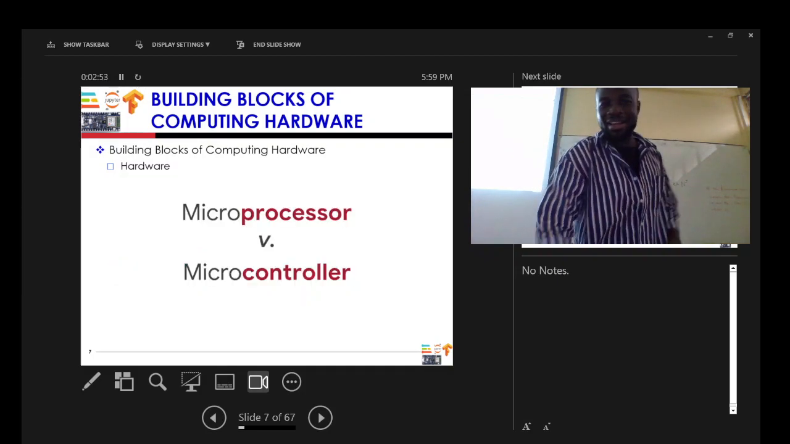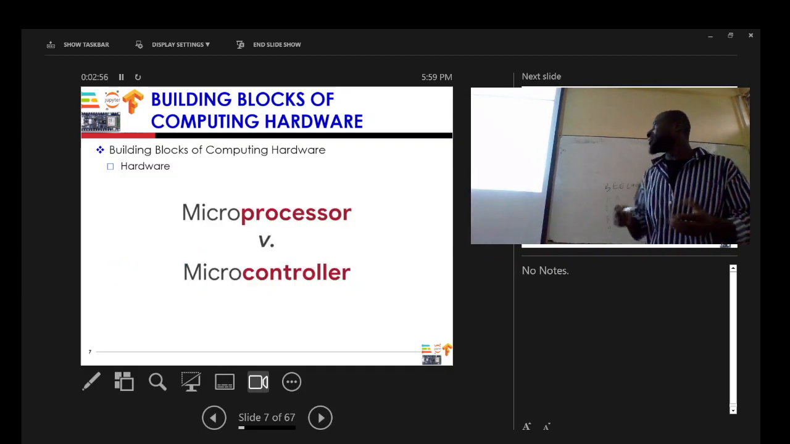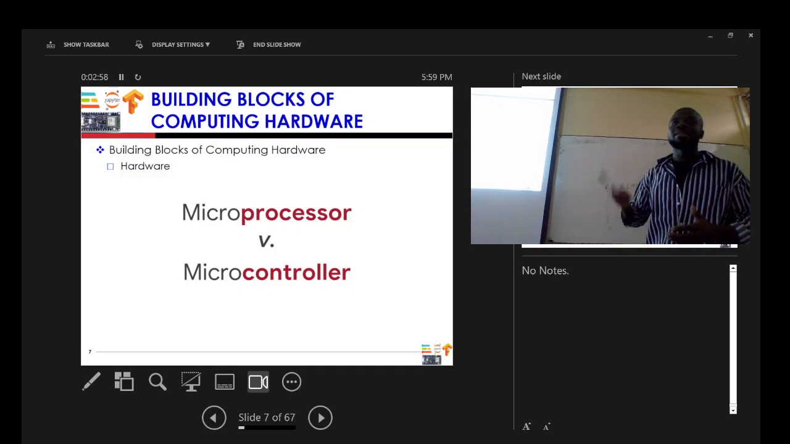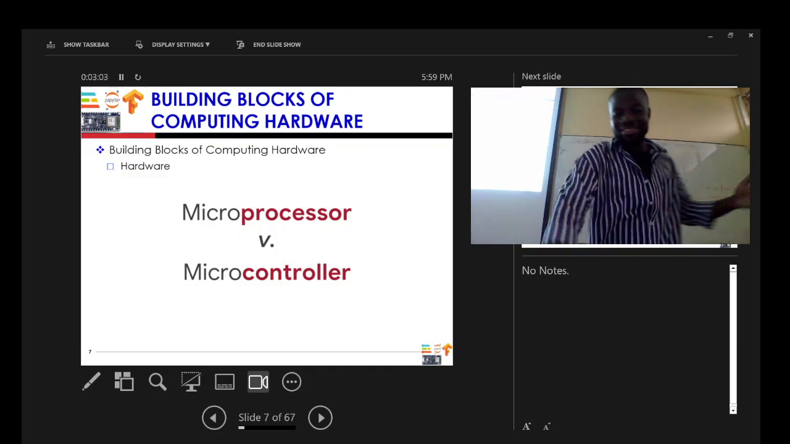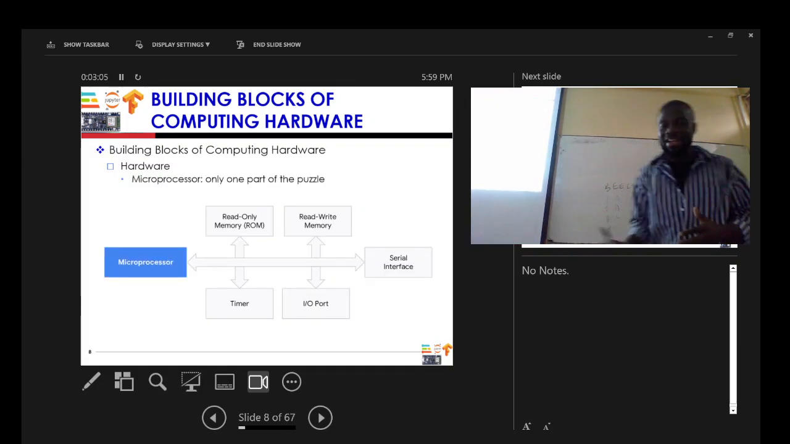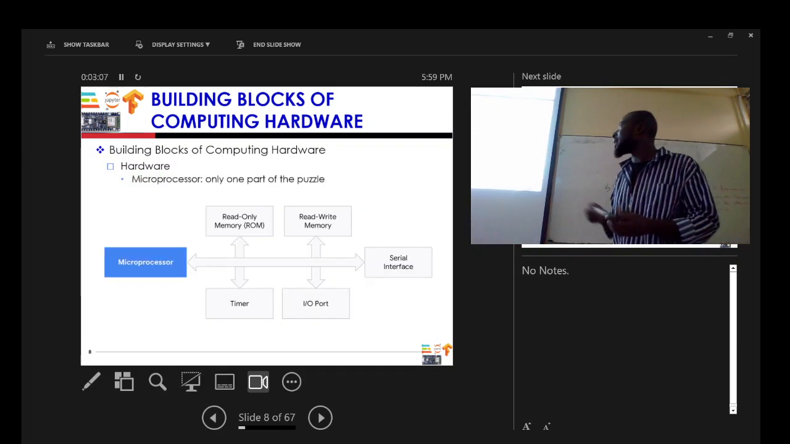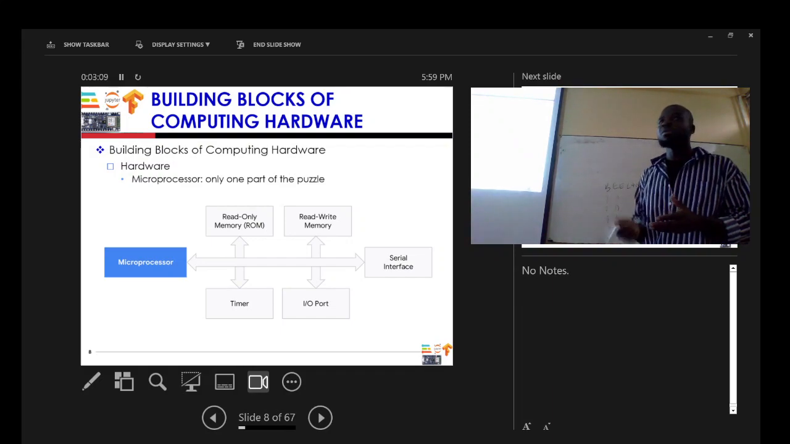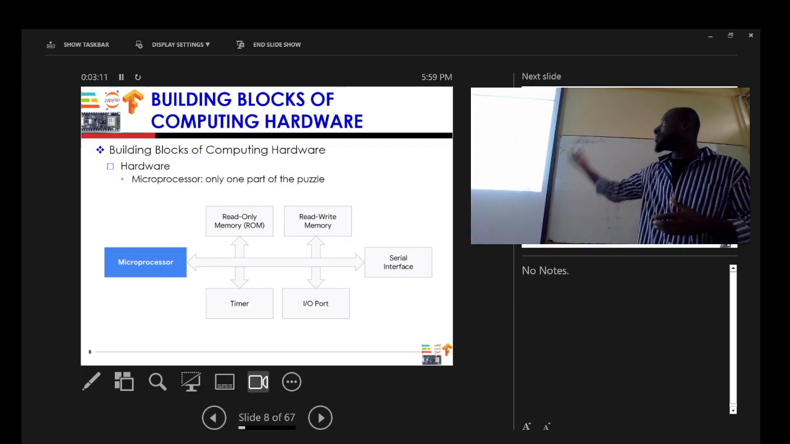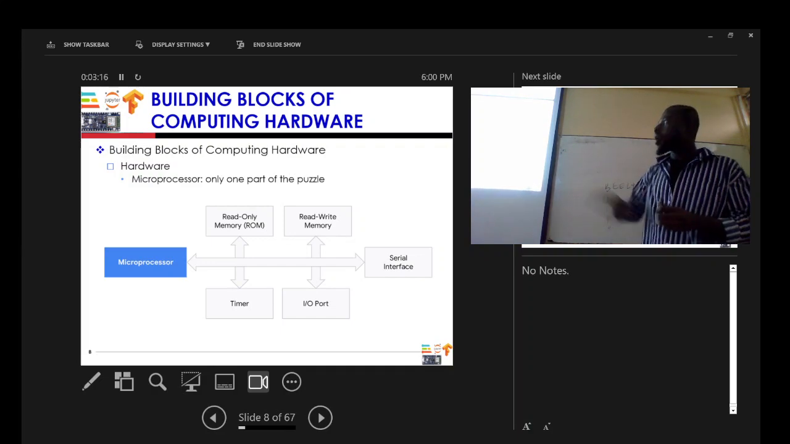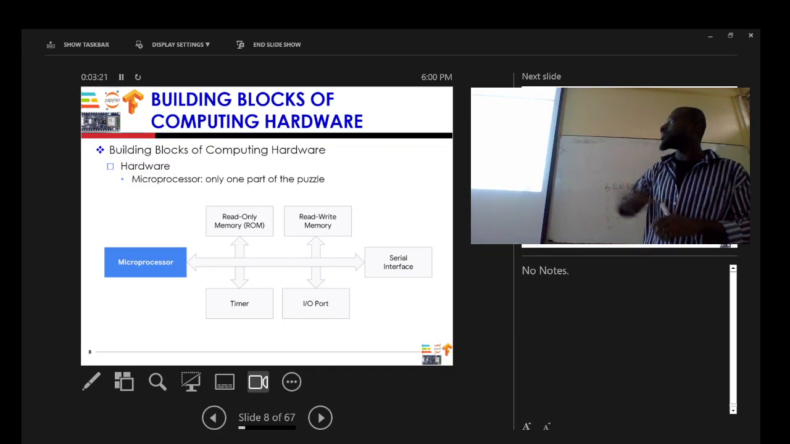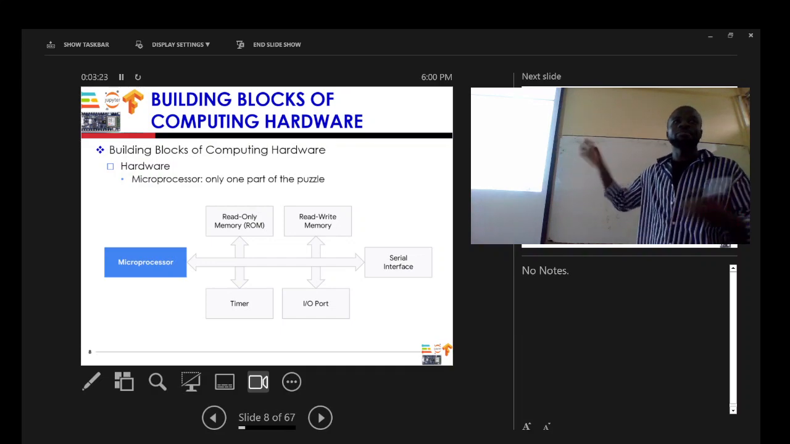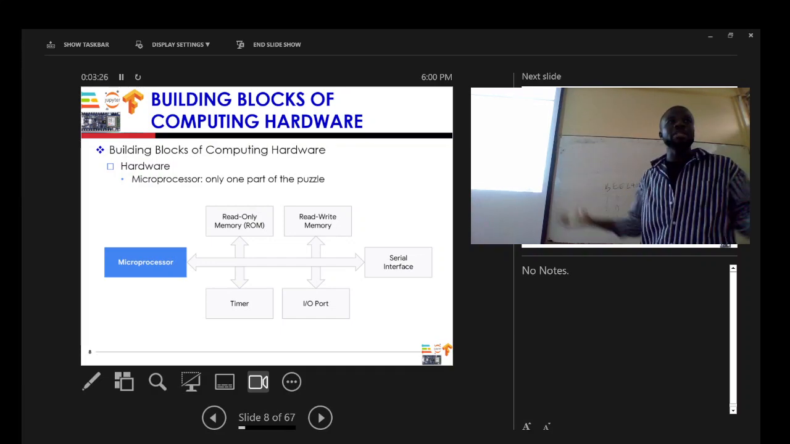Then we talked about the difference between a microprocessor and a microcontroller. We know that already. I said that a computing system has a microprocessor, read-only memory, write-only memory, some I/O ports, timers, and stuff like that. All of these are single chips. The microprocessor is a single chip, the read-only memory is a single chip, and everything comes together to make up the computing system.